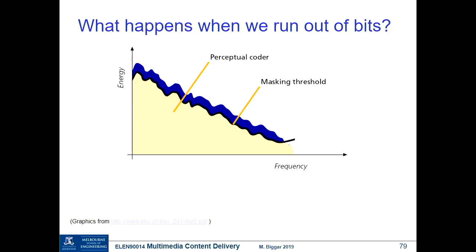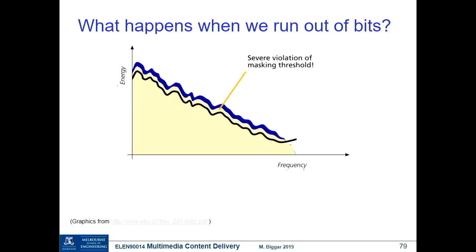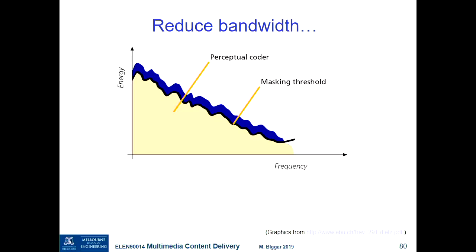But what happens if we are running out of bits, if we're trying to compress our audio below that sort of 96 kilobits per second or thereabouts for AAC? Well, then inevitably we're going to run into this problem where the quantization noise will increase, it'll exceed the masking threshold, and it will be audible. So it's a bit like the audio equivalent of the blocking artifacts being visible in video when we throw away too many transform coefficients. So something has to be sacrificed. So what could we do? The obvious thing we could do is reduce the bandwidth, right?